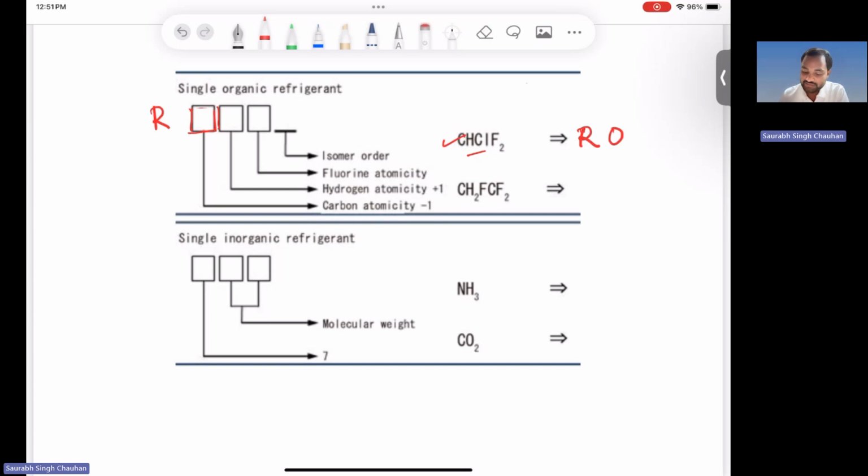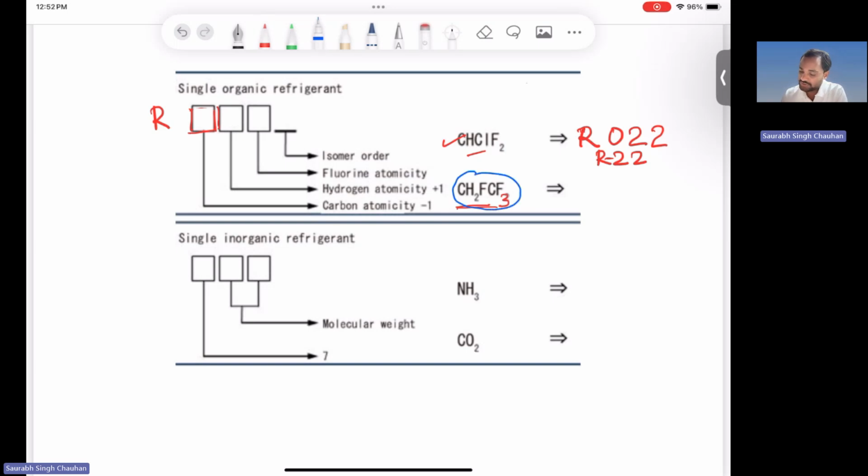Then for the second letter, you have hydrogen atoms plus 1. In CHClF2, you have 1 hydrogen atom, so 1 plus 1, 2. Then you have the number of fluorine atoms. Here you have 2 fluorine atoms, so 2. So you have R, and if you remove the 0, you have R22. This is the trade name for CHClF2. Similarly, you can name CH2F-CF3.